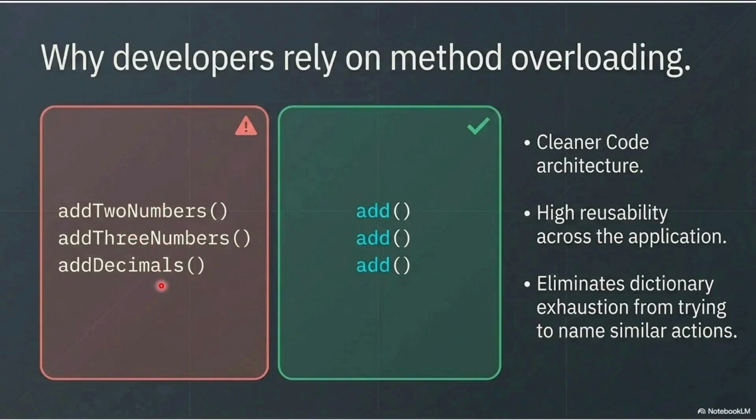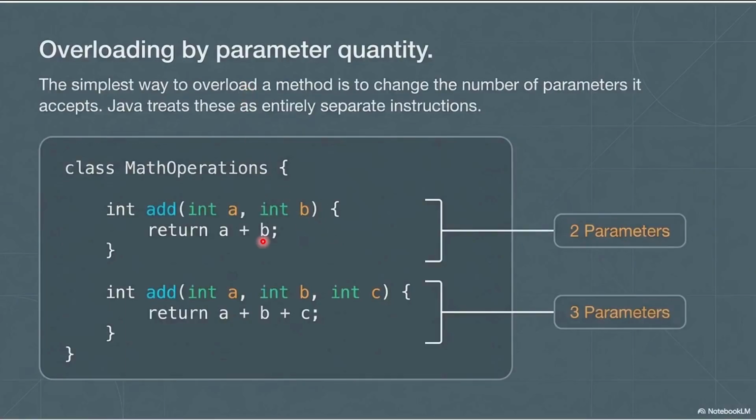Have a look over here. There are three methods with different names: add two numbers, add three numbers, and add decimals. Rather than doing this, what we can do is keep exactly the same name. As you can see over here, there are three different methods with exactly the same name, but the parameters should differ.